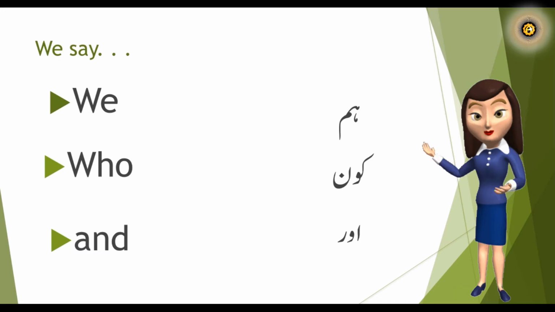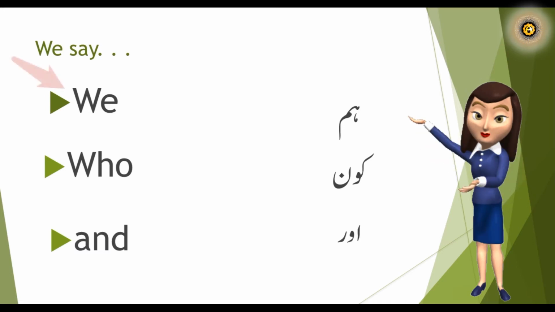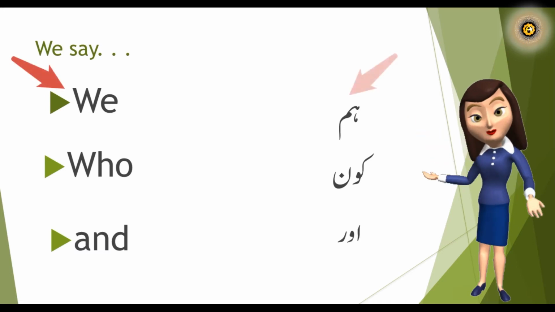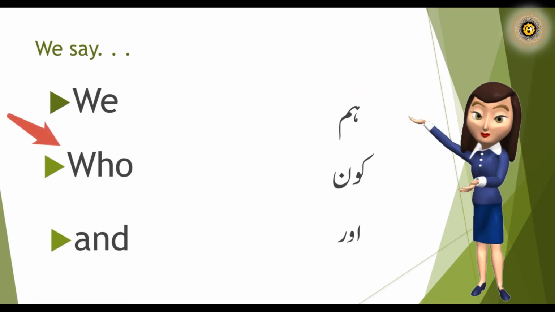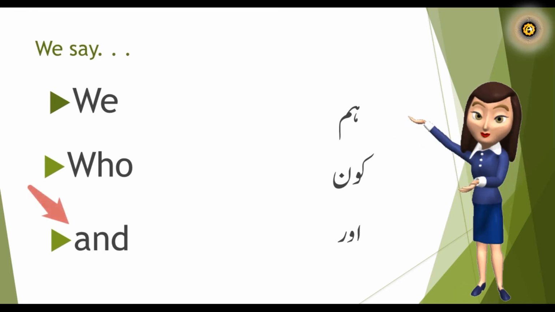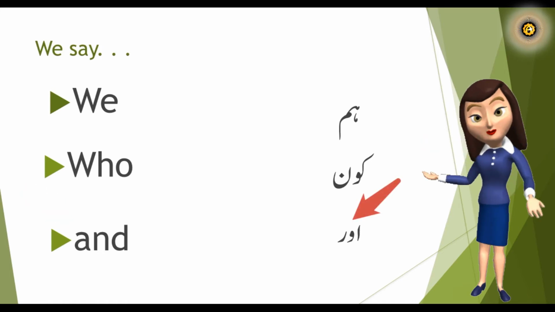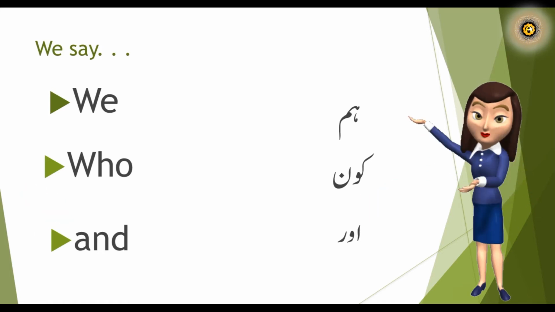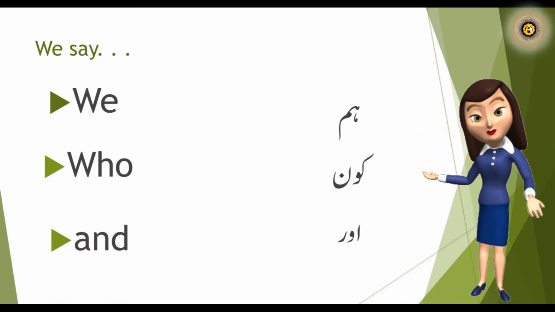In English we say we. In Urdu it is hum. In English we say who. In Urdu it is kaun. In English we say and. In Urdu it is or. So I'll say repeat many times for practice, okay?